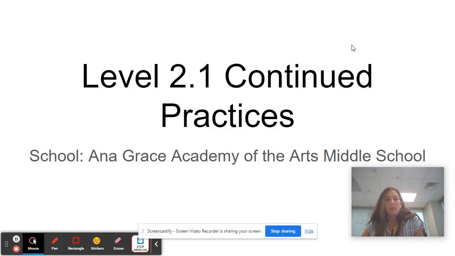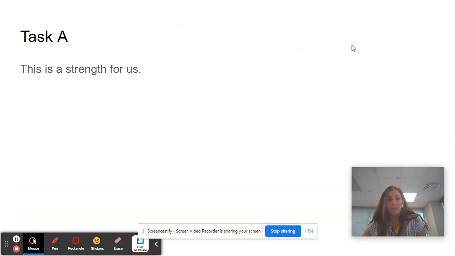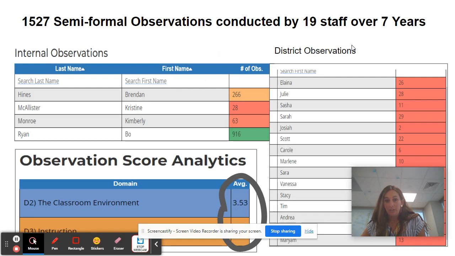Today I'm going to be talking about Level 2.1. Level 2.1, the leading indicator, talks about the school leader communicating a clear vision as to how instruction should be addressed in the school. We truly believe that this is a strength of ours, and I'm going to talk about that specifically.